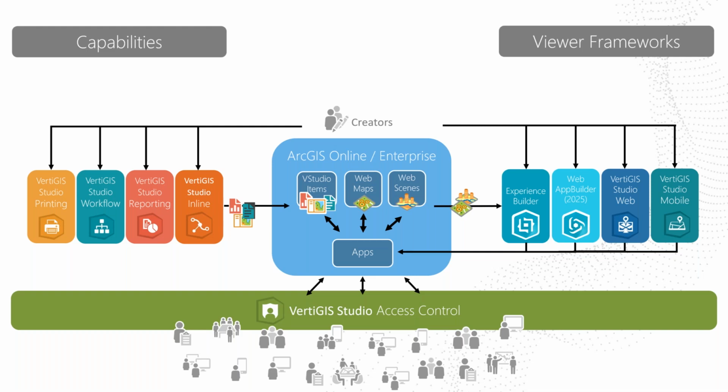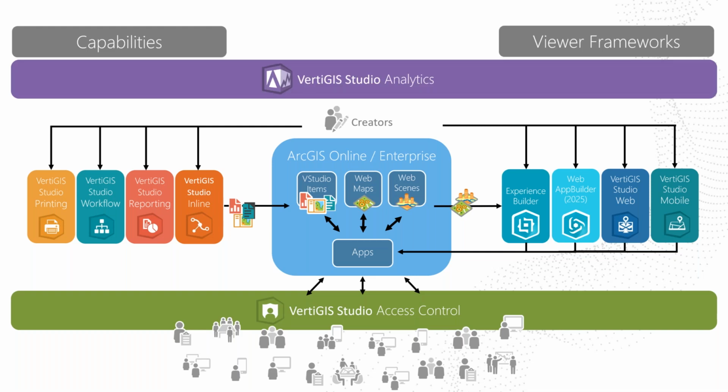So it's a very, very powerful way of controlling access to the data. And then sitting over the top, there's a product called VertiGIS Studio Analytics. Analytics gives you the ability to understand who's doing what, where, and when with your applications, what services are performing slowly in terms of the map resources, what CPUs are being hit quite hard, what disks are being hit quite hard. If you have databases, what the database performance is like. And it can give you analytics reports on all of those things.